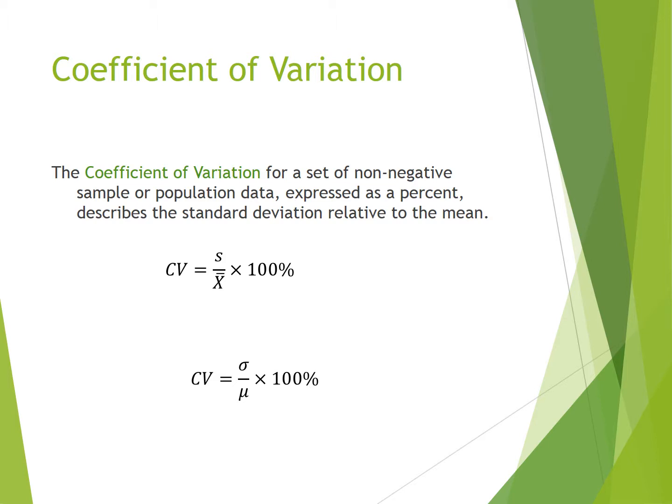The coefficient of variation is a value that describes the standard deviation relative to the mean. One of the nicest things about the coefficient of variation is the fact that it is unitless, so you can compare the coefficient of variation between two populations that are measured in different units. So we have the sample and the population. The only difference between them is x bar stands for the sample mean and mu stands for the population mean, but in either case, it's the standard deviation divided by the mean, then times 100 so that it is described as a percent.